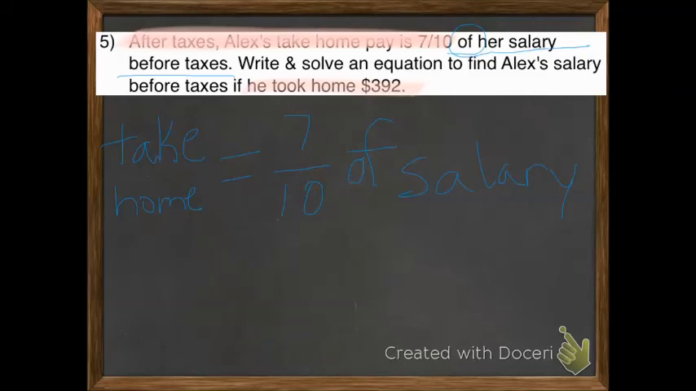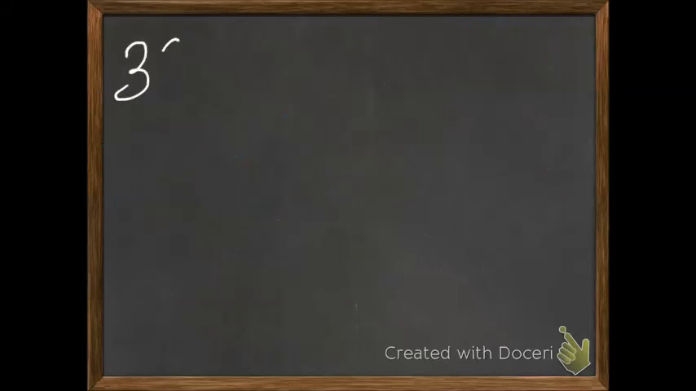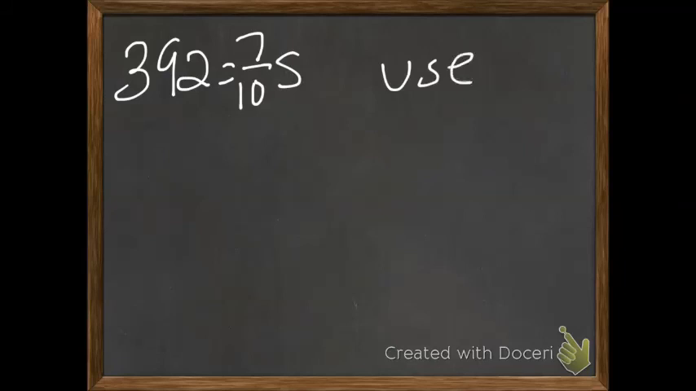Now I'm going to replace that with actual information from the problem. The take-home pay is $392. Equals 7/10. The word of means multiplication. And then salary would be just the letter S. That's my variable because that's what I'm trying to find. So now if I rewrite it using algebra, I've got 392 equals 7/10 S.